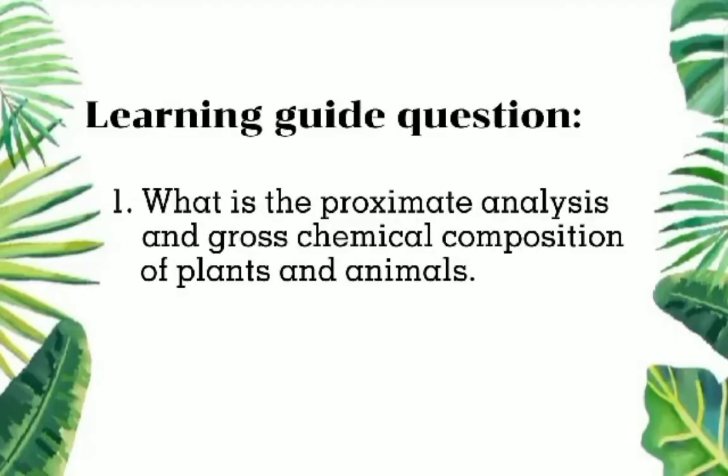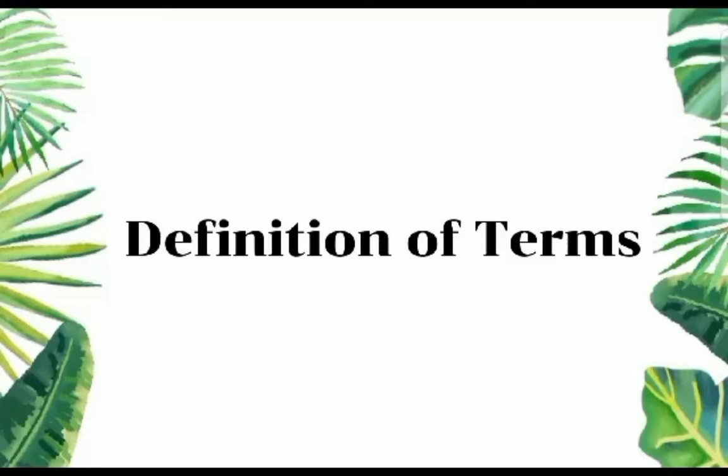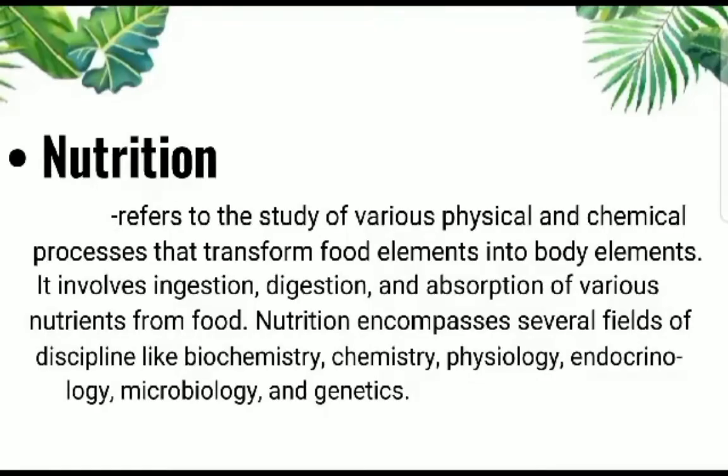The learning guide question number 1: What is the proximate analysis and gross chemical composition of plants and animals? The definition of terms. What is nutrition? Nutrition refers to the study of various physical and chemical processes that transform food elements into body elements. It involves ingestion, digestion, and absorption of various nutrients from food.